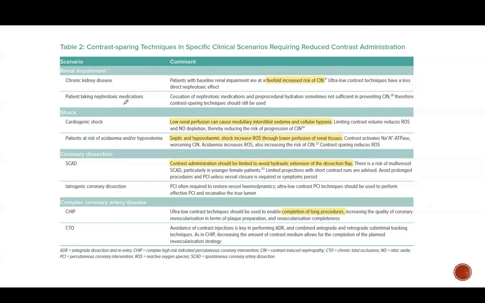Patient in cardiogenic shock. Suppose the patient is in cardiogenic shock and there is already decreased perfusion to the kidneys. If that patient is exposed to more contrast, there is more medullary interstitial edema and cellular hypoxia.